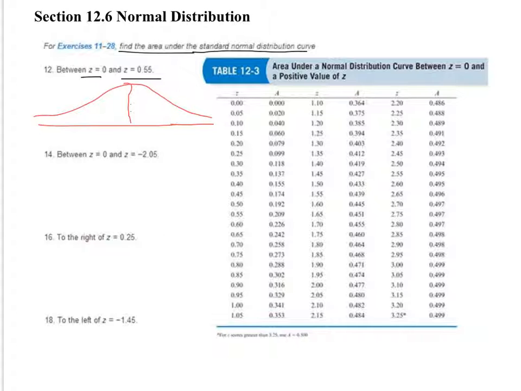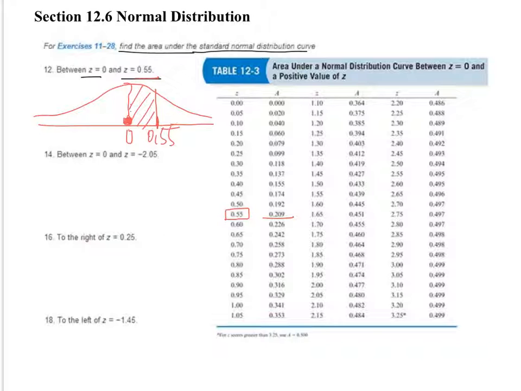In the middle, we say that's our mean, and I'm going to label it with the standard normal value, which should be 0, right? That means how many standard deviations from the mean, and for the mean that is none, which is 0. The 0.55 is bigger than 0, so we put it to the right side of 0. It says between z equals 0 and z equals 0.55, which will be right here. Then we go to the table to look up 0.55 as the z-score.